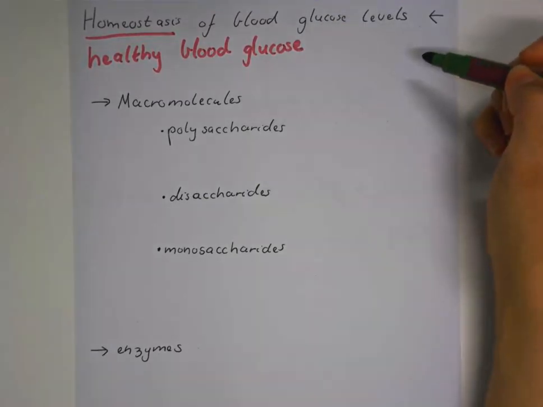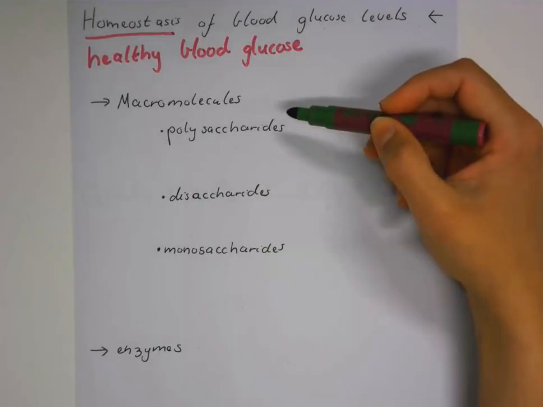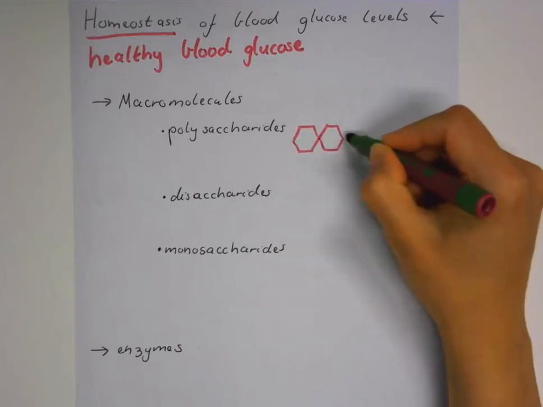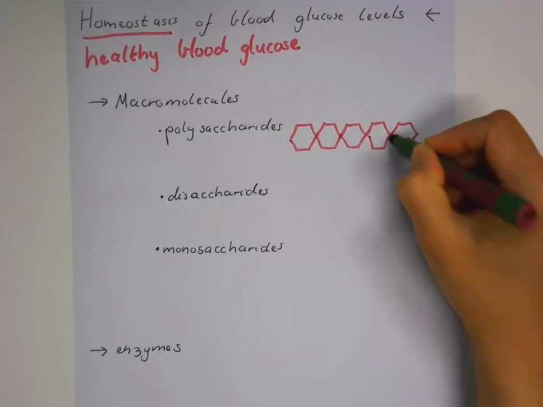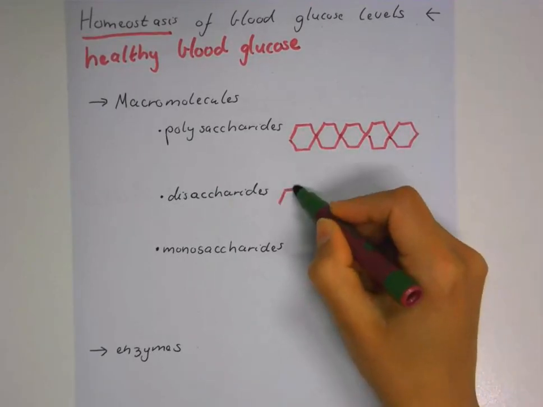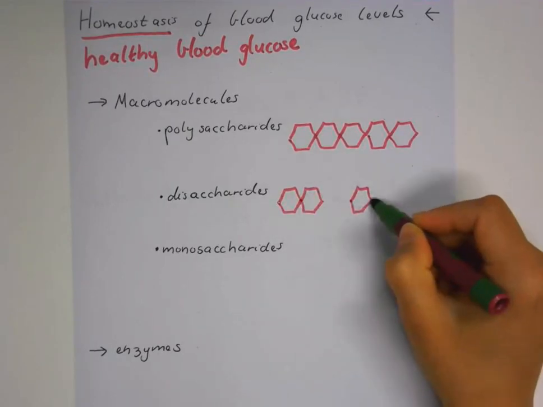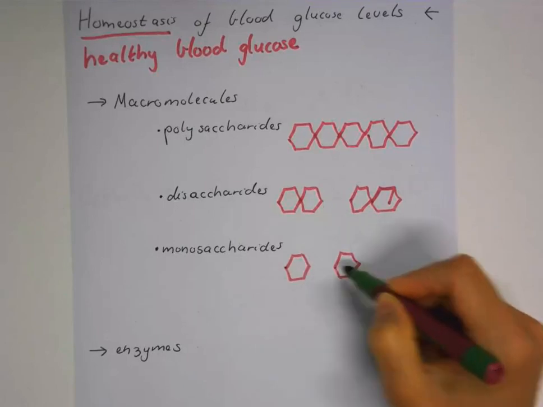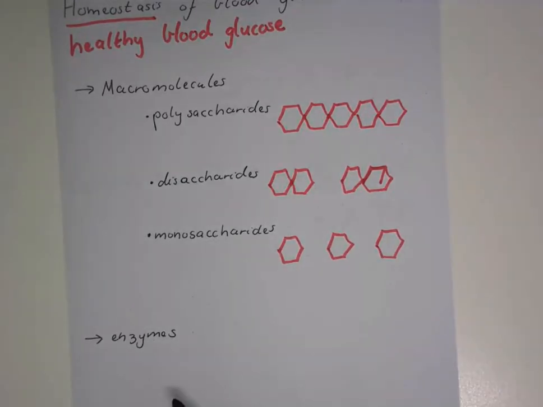We'll also be doing a little bit of revision on macromolecules and reintroducing the term polysaccharide. That's when you've got lots of glucose molecules joined together in a chain. The word disaccharides, that's when you've got two monomers joined together, as you can see here. And finally, monosaccharides. That's when you've got these single units. We'll also be talking about enzymes.